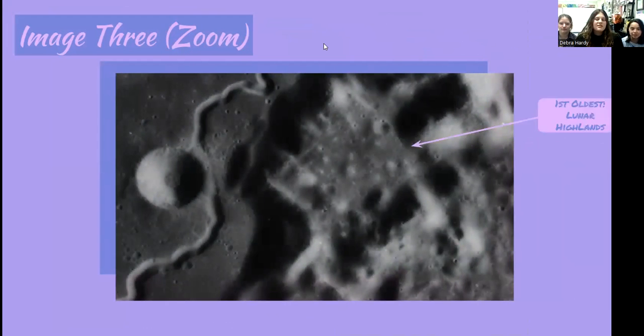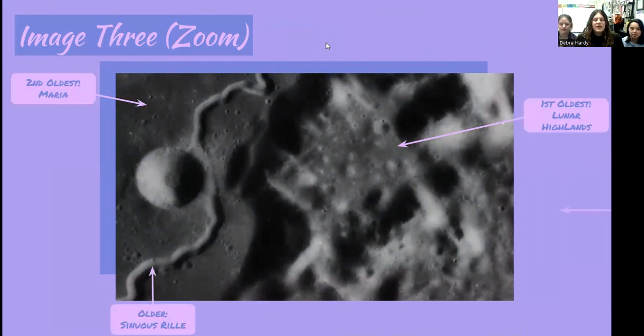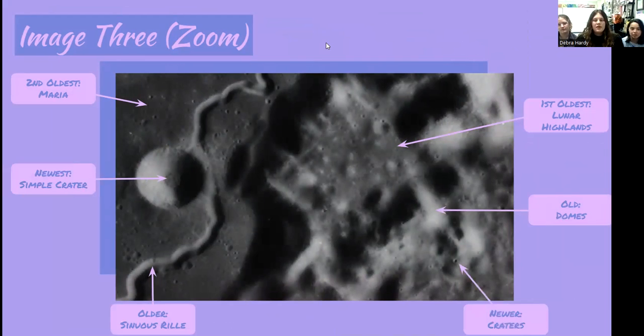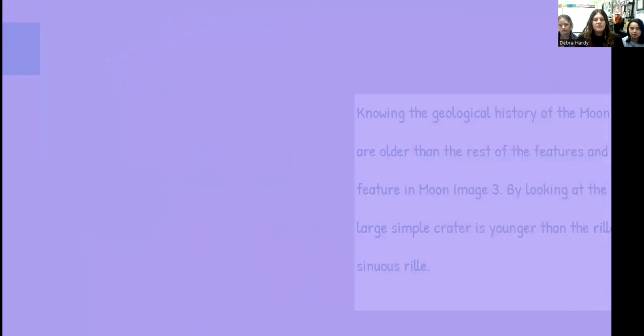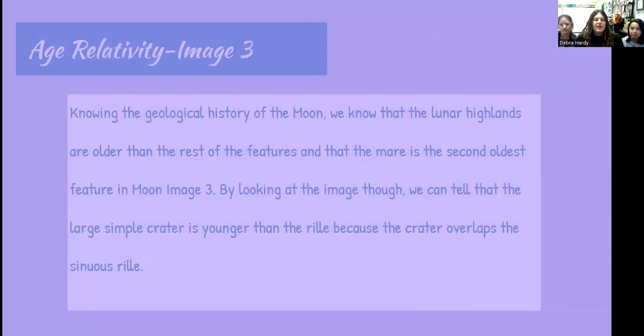Okay, we know for a fact that the Maria is younger than the Lunar Highlands. So we know the oldest feature is the Highlands, the second oldest is the Maria, and then we know that the crater is newer than the rille because it's overlapping the rille, therefore it's younger. So we know it's the Highlands, the Maria, the rille, and then the simple crater. As I said before, we know for a fact that the Lunar Highlands are older than the Maria, and the other features are younger than the Maria.